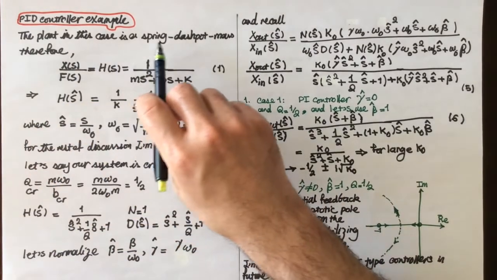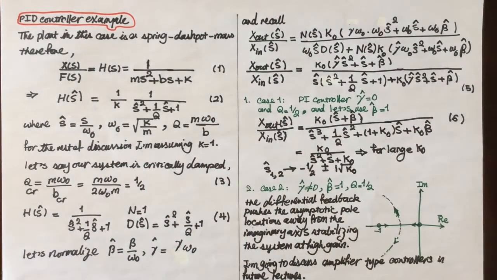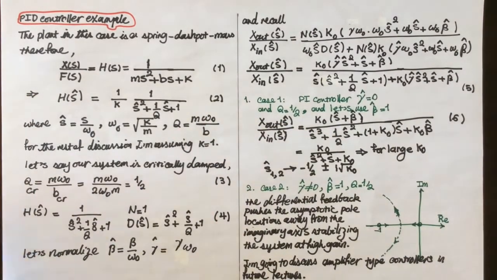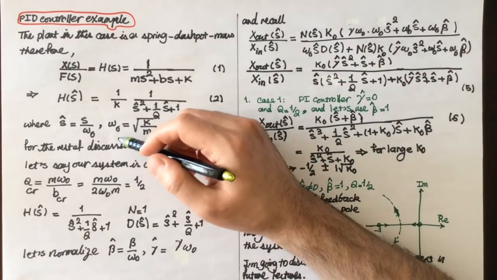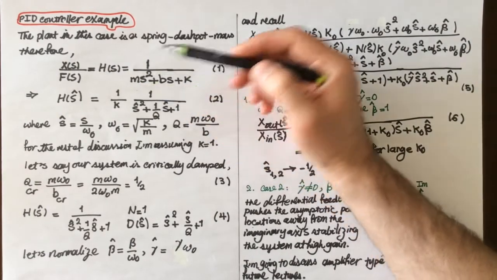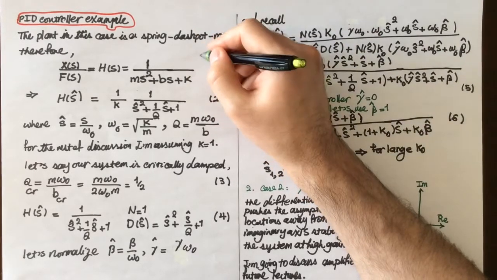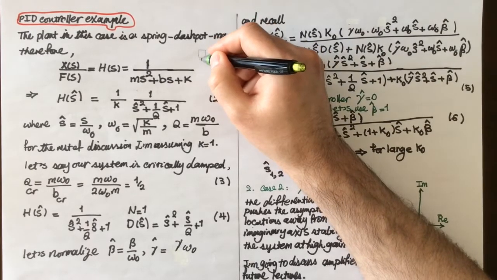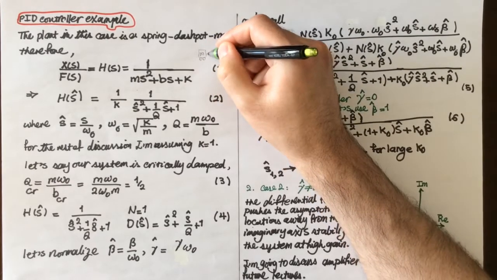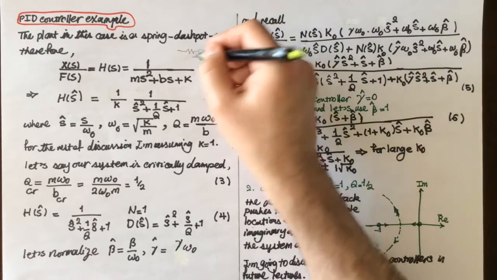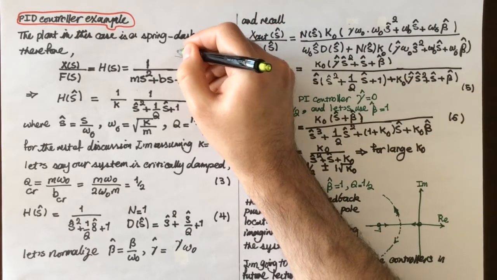So let's say our plant is a spring dashpot mass. Again, if you don't recall how to derive this, simply write down m x double dot plus c x dot plus b, I'm using b in this case, b x dot plus k x equal to some external force. Then you take the Laplace transform from both sides, and this is what you end up having. So your plant H(s) equals 1 over (m s squared plus b s plus k), m being the mass. So let's see, this is my mass. This is my force. This is my spring. This is my dashpot.